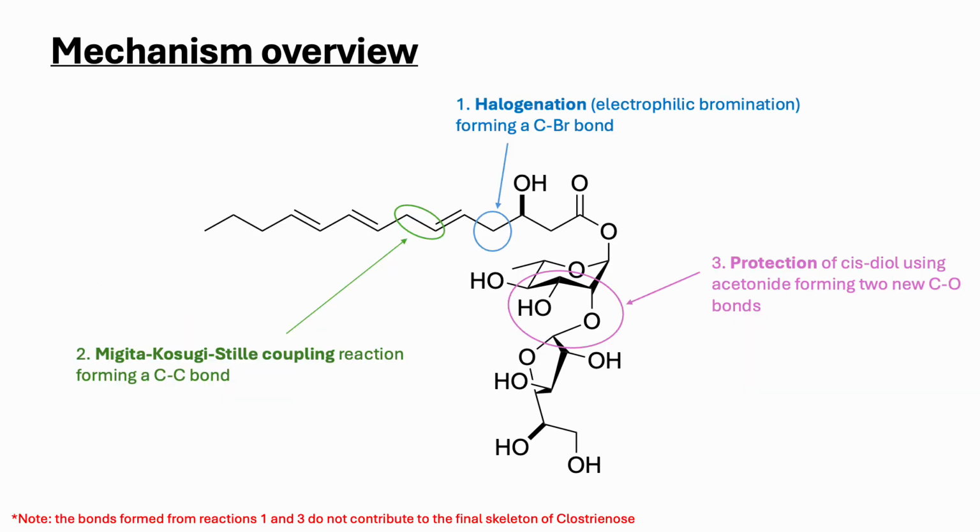So I will be going through 3 reactions today, the first being a halogenation where we're forming a C-Br bond, the second being a variant of the Stille coupling reaction where we're forming a C-C bond, and the third being a protection of a cis-diol using acetonide and we're forming 2 new C-O bonds. Please note that the bonds formed in reactions 1 and 3 don't actually contribute to the final skeleton of Clostrienose, and I've just highlighted the areas where this reaction occurred.